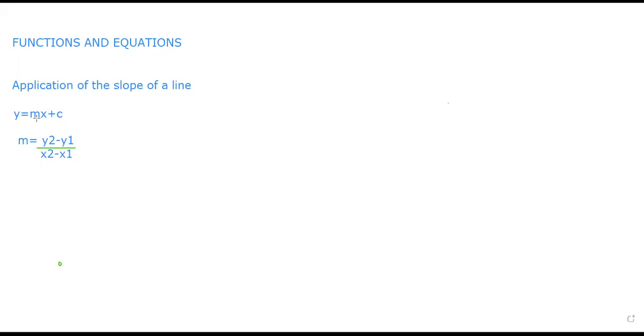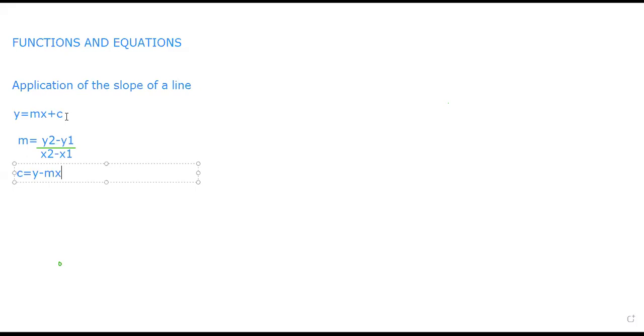Then the second is to find the c. So when you are to develop a linear function using a problem, you have to find the m and the c. The m, you will find using y2 minus y1 over x2 minus x1. Then you find the c using this formula: c is equal to y minus mx. So I've just made c the subject.